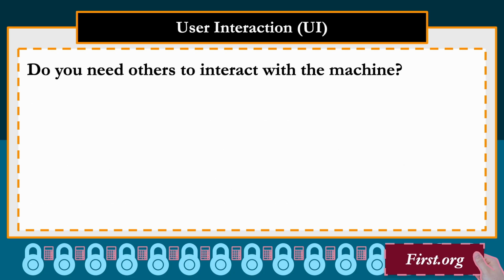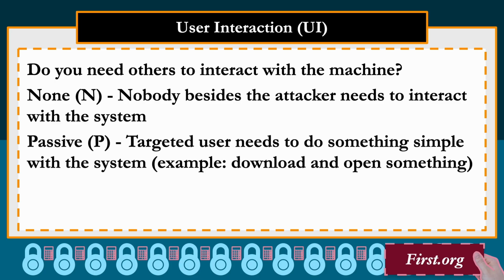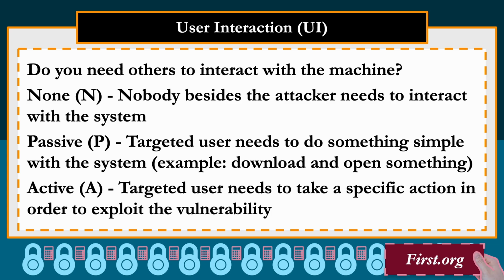User interaction is the need for people other than the attacker to interact with the vulnerable machine to carry out the attack. None would mean that only the attacker needs to interact with the system. Passive means that some interaction from the targeted user is required on the system. This is something simple, like getting the target user to open a file you emailed them. Active means that you require some specific actions from the target user, like asking them to change a setting or put a file in a specific directory.